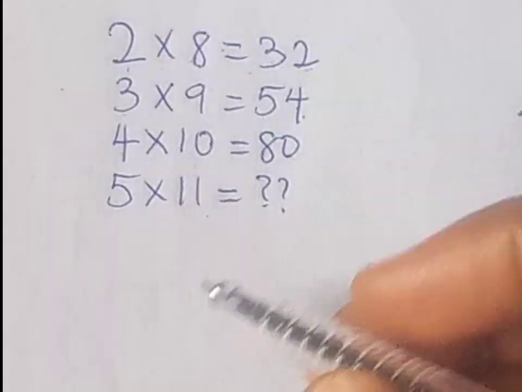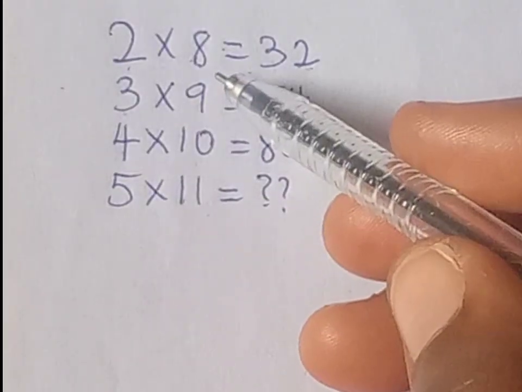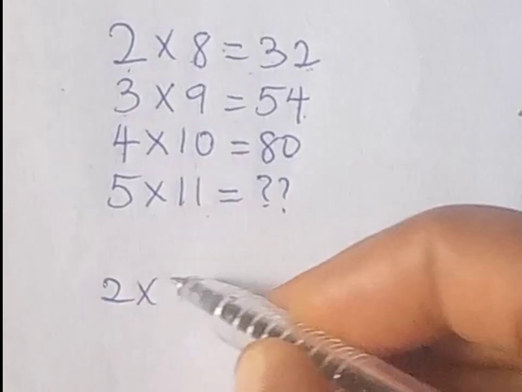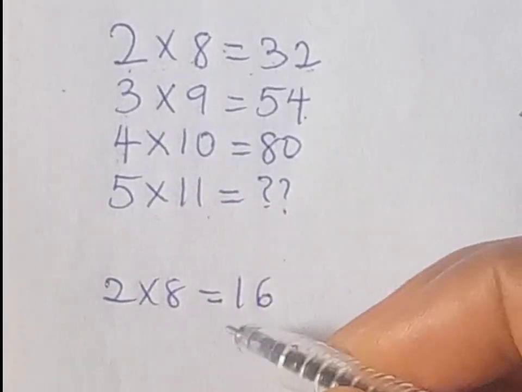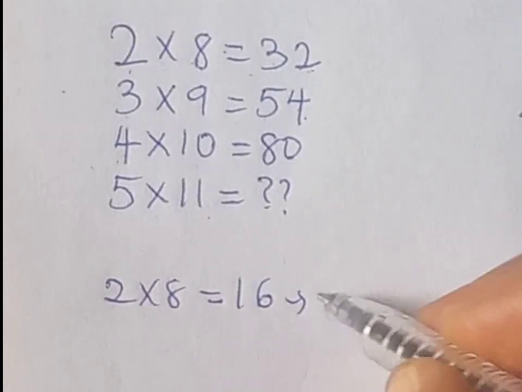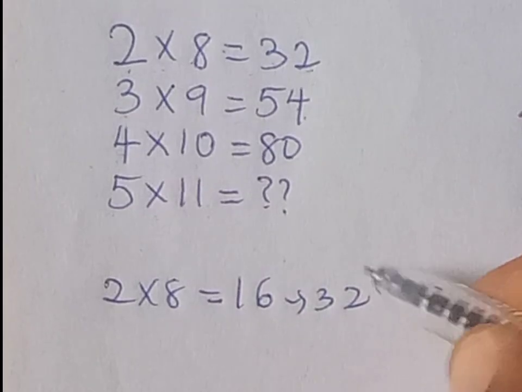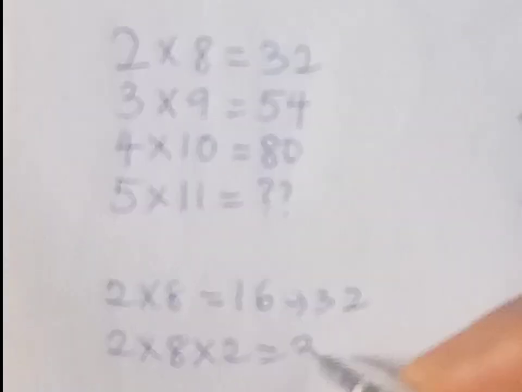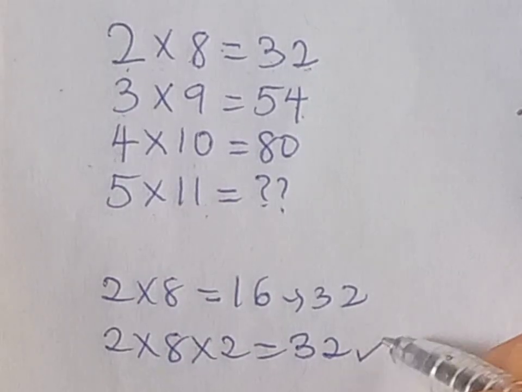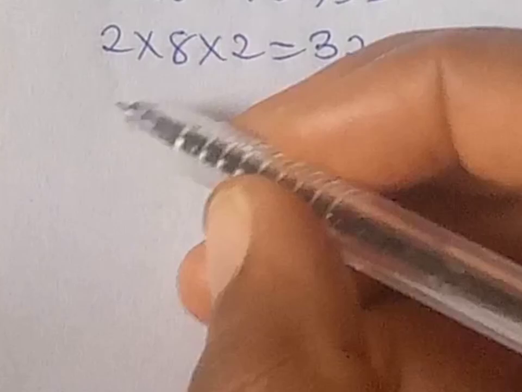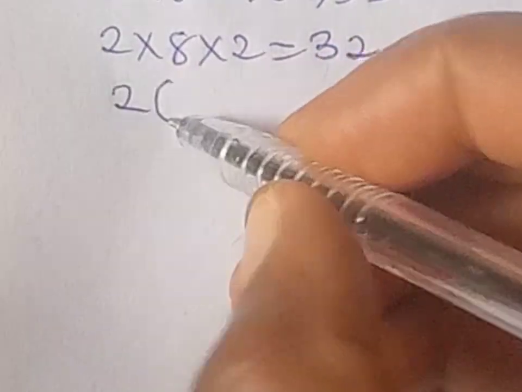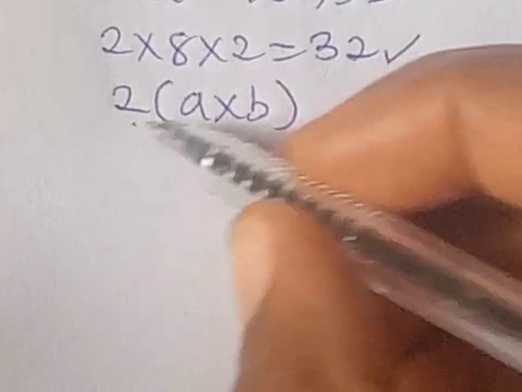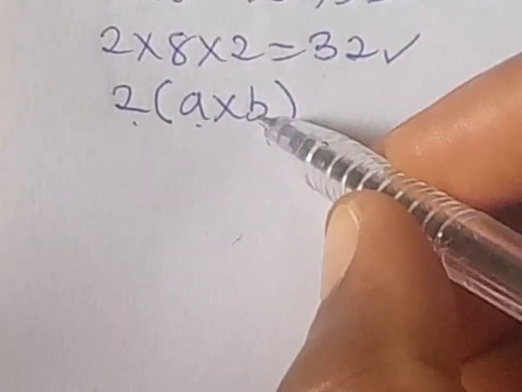Let's look at the first rule, which says 2 times 8. 2 times 8 normally will give us what? 16. 2 times 8 will give us 16. Then how do we jump from 16 to 32 that we have here? That means 2 times 8 times 2 will give us 32, which is correct. So the rule for this puzzle is 2 multiplied by A times B. 2 is the one we are multiplying with the first and second number.